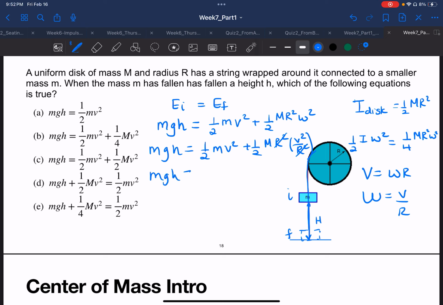Essentially, our conservation of energy statement is the following. Oh, and this was a 1/4, so I accidentally wrote a half there, but notice that with the moment of inertia plugged in, the 1/2 I omega squared goes to 1/4. So this should have been a 1/4, so 1/4 mv squared. And that matches with option B.